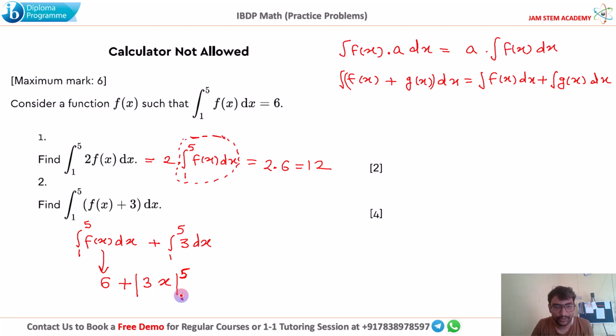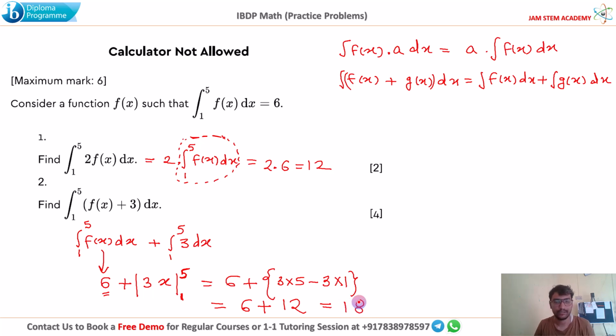This is the value. So 6 as it is. I'm not changing that 6. This stays as it is. Plus, now for this part, put the upper limit everywhere. So we got 3 times 5. Now put a negative sign. Plug in the lower limit everywhere in place of x. So 3 times 1. Simplify it. What is that? 6 plus 15 minus 3, which is 12. Gives us 18 square units, 18 value. It's a numerical value. 18 is the final answer to this problem.